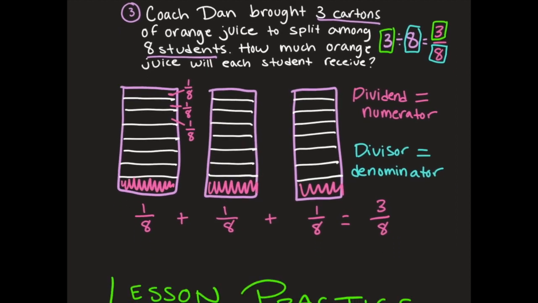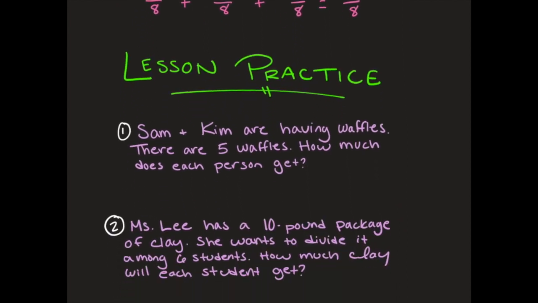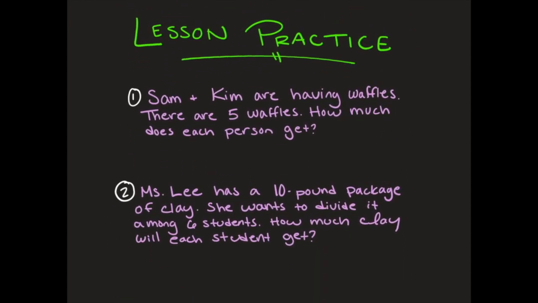So here is your lesson practice. You have 2 problems. Make sure that you write out each problem and their answers. Number 1, Sam and Kim are having waffles. There are 5 waffles. How much does each person get? Number 2, Miss Lee has a 10-pound package of clay. She wants to divide it among 6 students. How much clay will each student get?